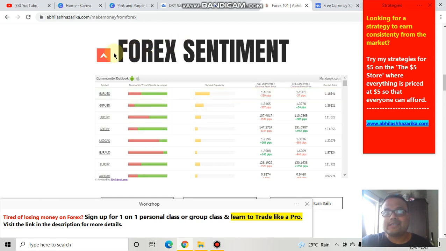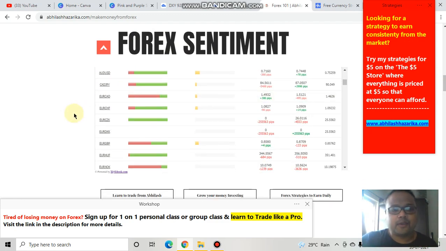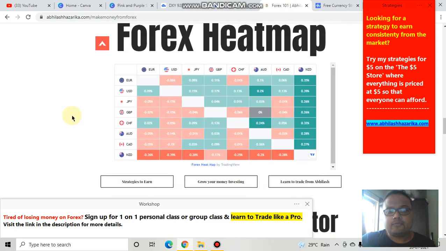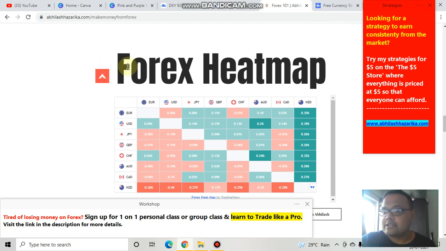So the Forex Sentiment meter gives us a clear direction of what the retail traders are doing. So I would request you to see the Forex Sentiment meter as well. And if you want to check the Forex Heat Map, you can get the Forex Heat Map as well.